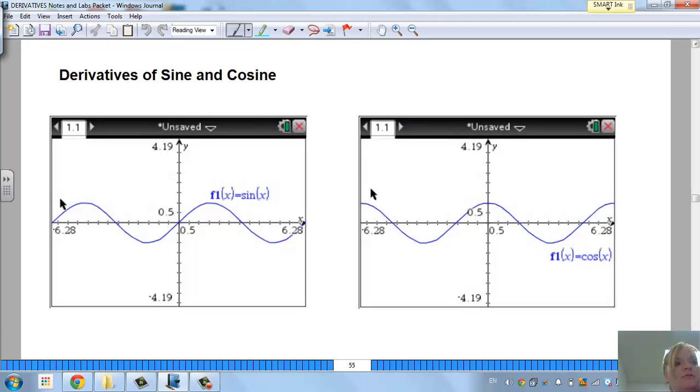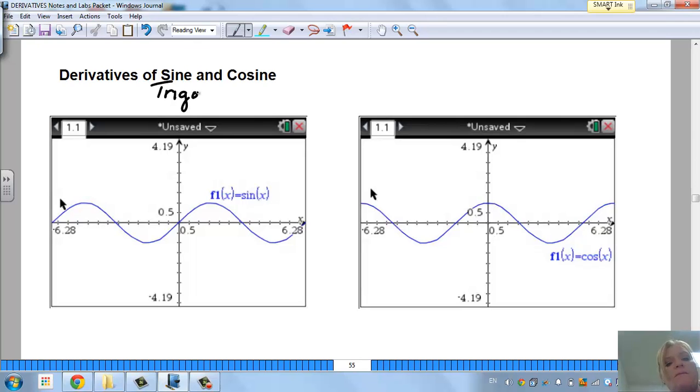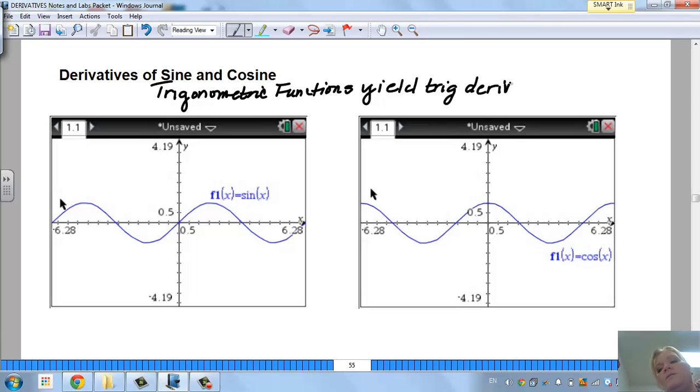Before we talk about the derivatives of sine and cosine, I just want to let you know that trigonometric functions yield trig derivatives. So when we go to look at this, I'm just letting you know every single trig function is going to have a trig derivative of some sort, all right?